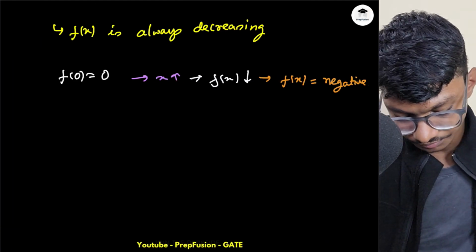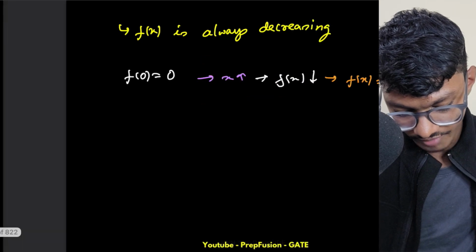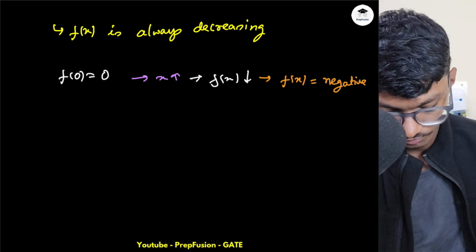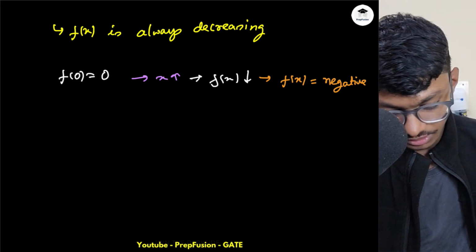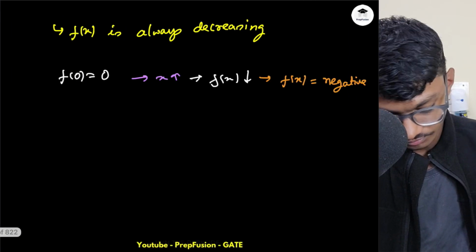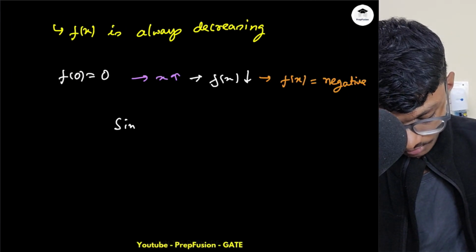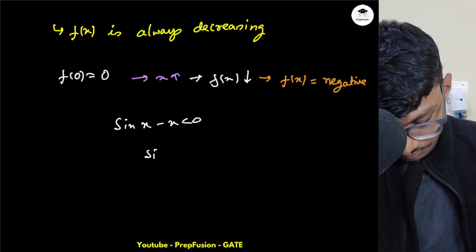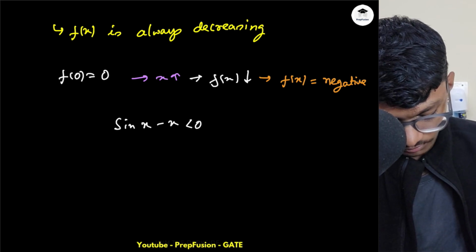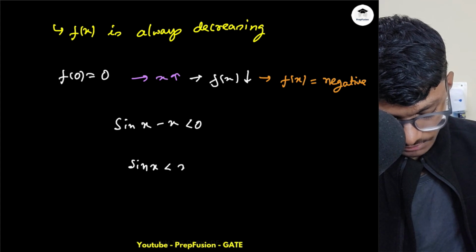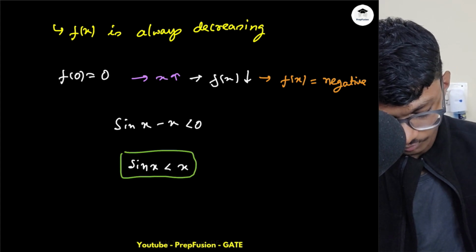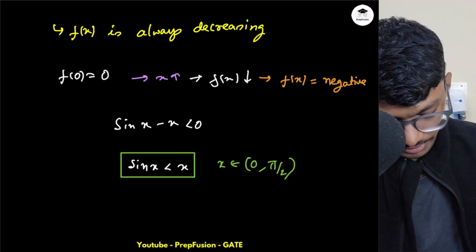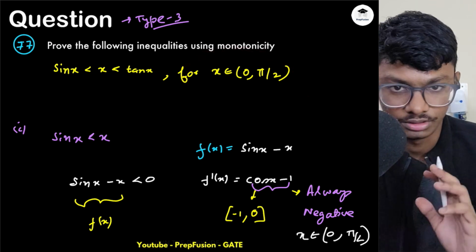So right now f of x is negative. So as it is negative, that means this is always less than 0. That means in the domain, that is sin x minus x less than 0. Hence I can say sin x is less than x. So this is proof, right? Between x belonging to 0 to pi by 2. Okay, this is the first case that I proved for.